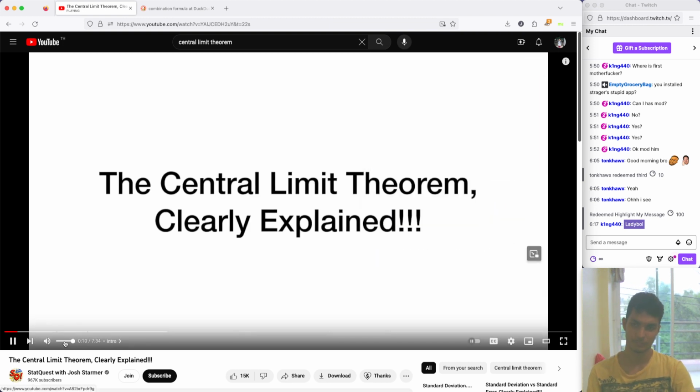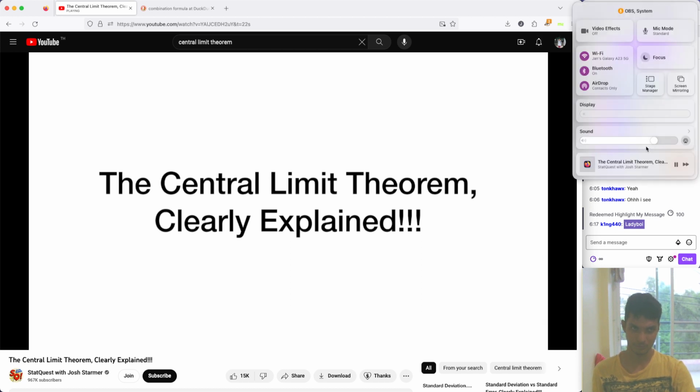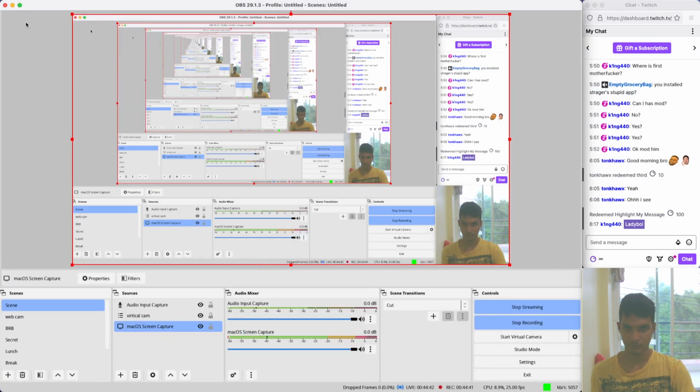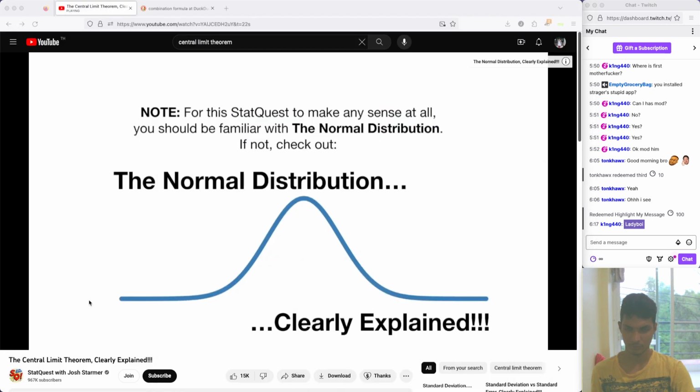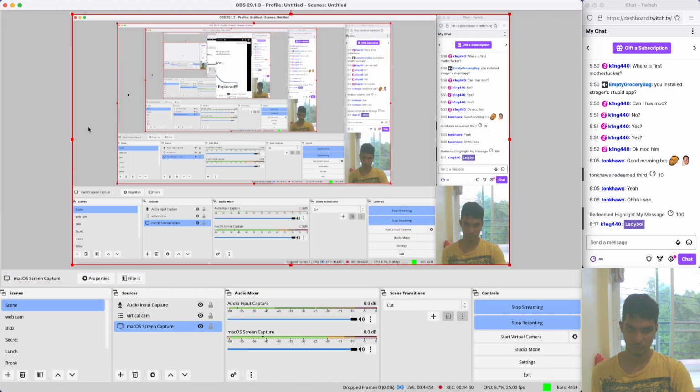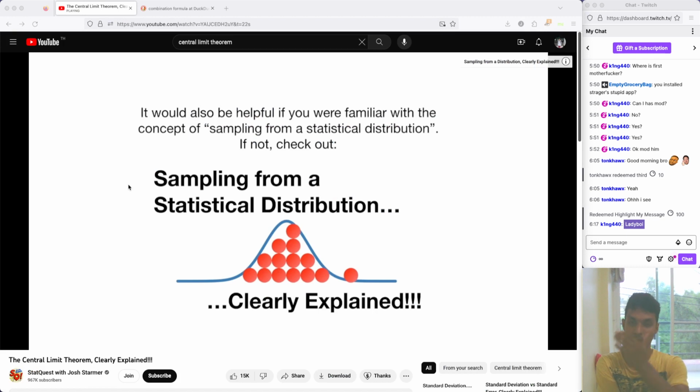Hello, I'm Josh Starmer and welcome to StatQuest. Today we're going to talk about the central limit theorem, and it's going to be clearly explained. Note, for this StatQuest to make any sense at all, you should be familiar with the normal distribution. If not, check out the normal distribution, clearly explained. It would also be helpful if you were familiar with the concept of sampling from a statistical distribution. If not, check out Sampling from a Statistical Distribution, clearly explained.